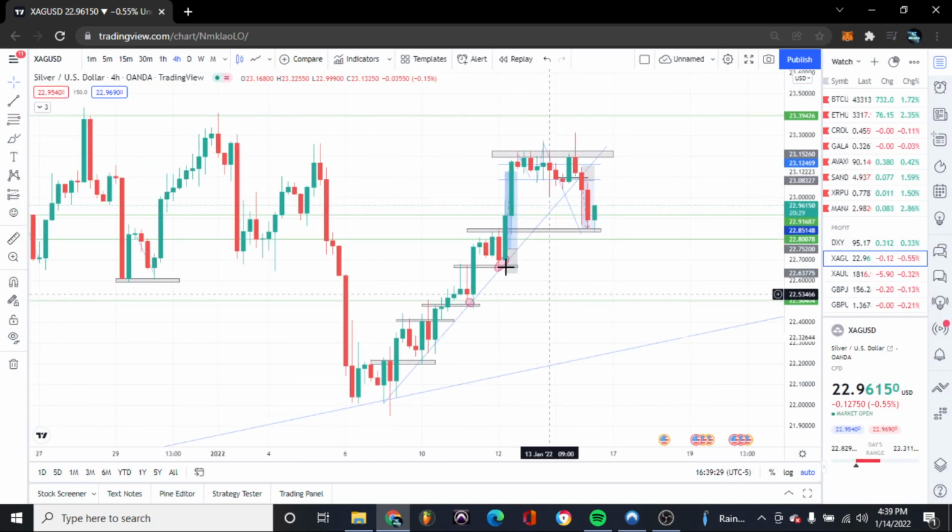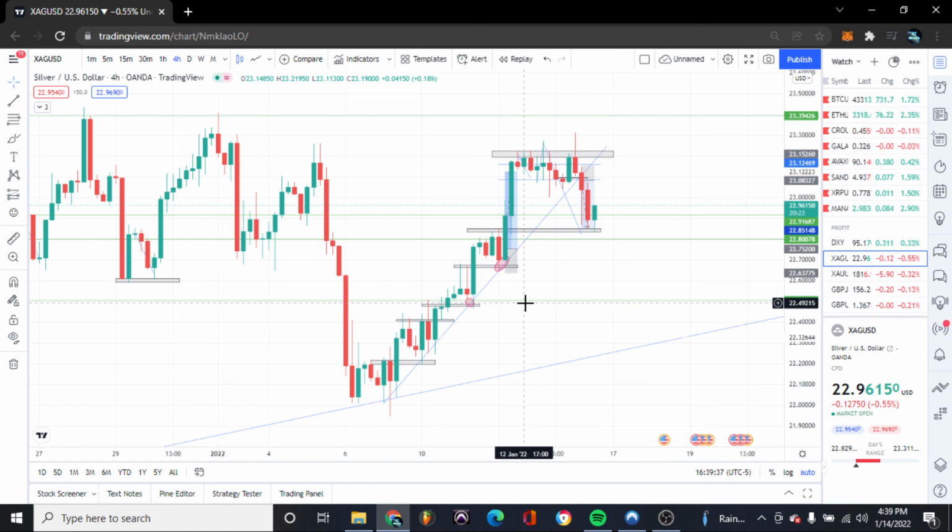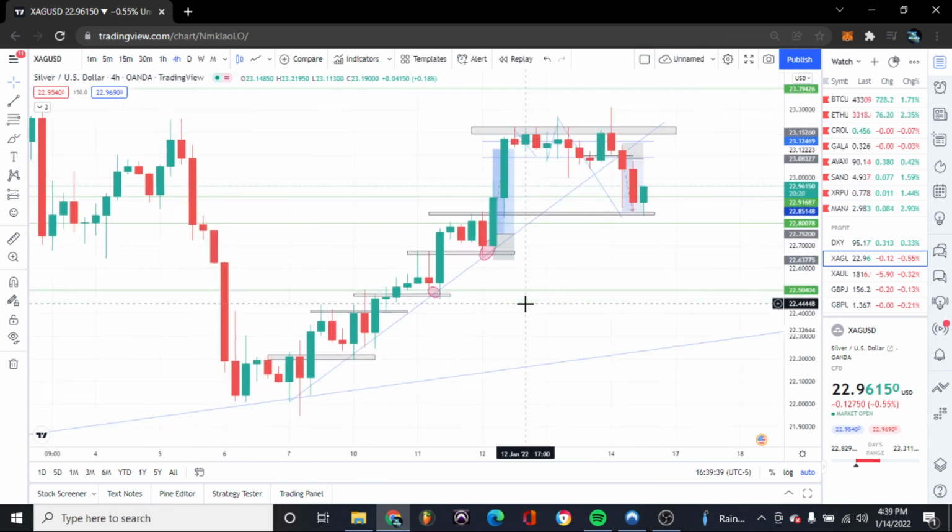So it broke the trend line though. So it may go up a little bit more, but maybe not too much, but we'll see. But yeah, that's how I got it.